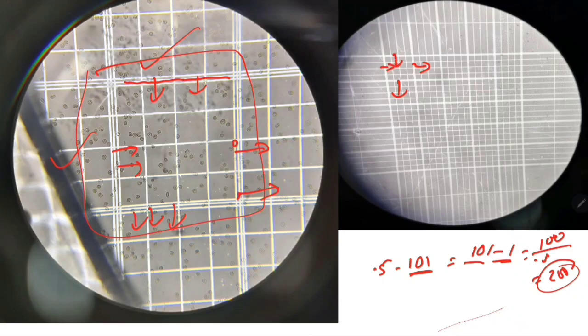So the central line is the reference line. Any cell touching the central line, we should consider either inside or outside. If left and upper, then consider inside the cell, and right and lower, outside the cell. Outside the cell means the right is actually the left of the next cell and the lower is the upper of the next cell. So this is the upper of the upper and this is the left of this box. So that's why we should consider this.